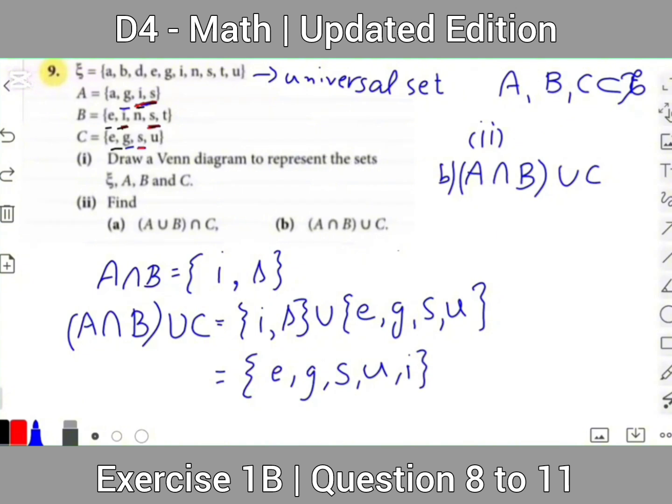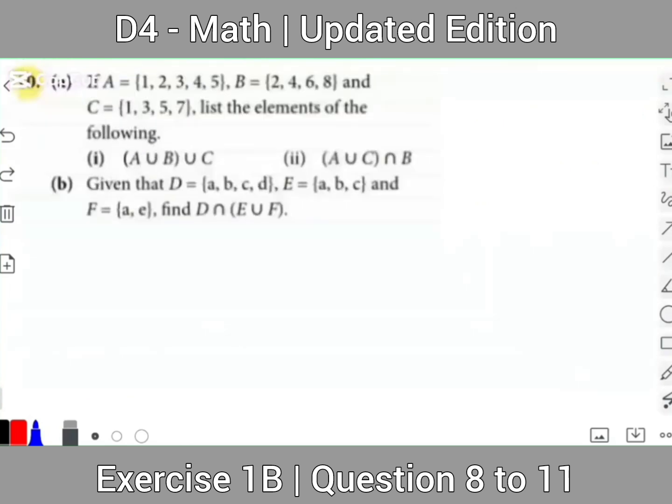So A intersection B union C is equals to E, G, S, U, I. Now in the question 10, part A, we have the sets A, B, and C. The set A is equals to 1, 2, 3, 4, and 5, and the set B is equals to 2, 4, 6, and 8, and the set C is equals to 1, 3, 5, and 7.